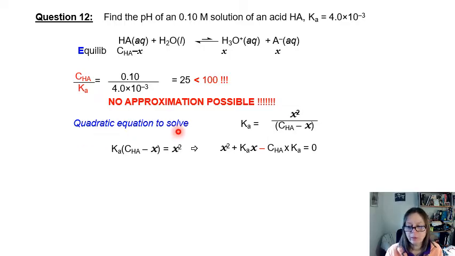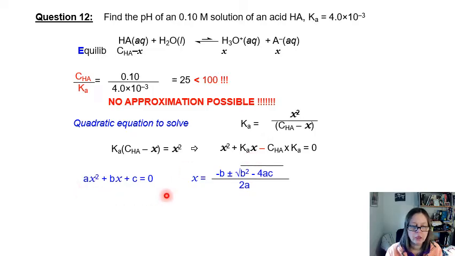Where does this quadratic equation come from? Remember, it comes from the expression of Ka. Ka is X squared divided by nominal concentration minus X. If we rearrange that, Ka times CHA minus X equals X squared. Further rearranging that, our quadratic equation is X squared plus Ka X minus CHA times Ka equals 0.